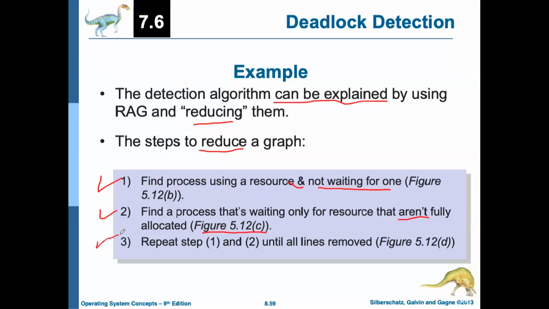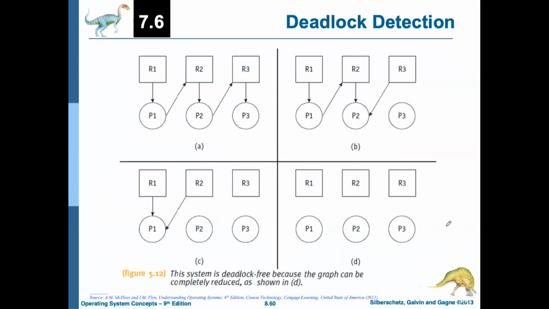And next, repeat steps 1 and 2 until all lines are removed, like in figure 5.12d. All right, so this is an example. This is deadlock free. This system is deadlock free because the graph can be completely reduced, as shown.